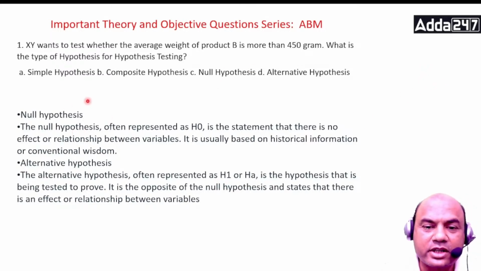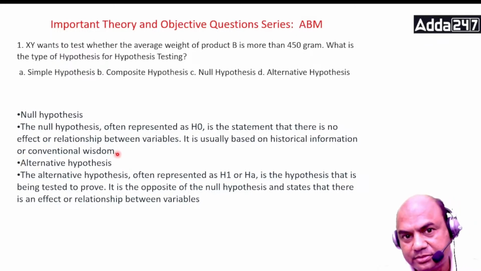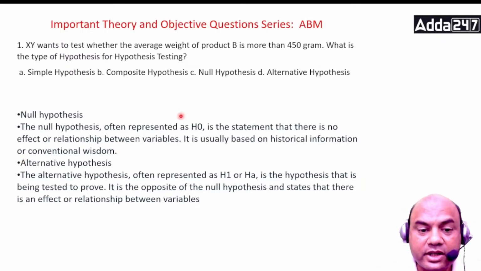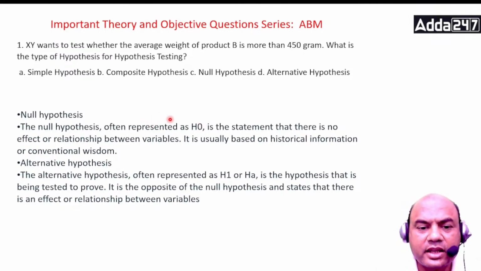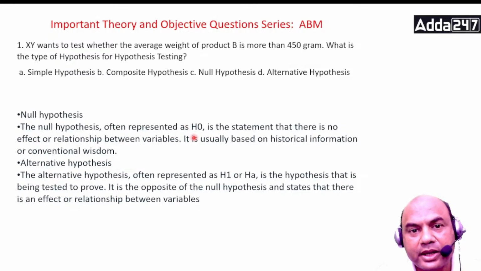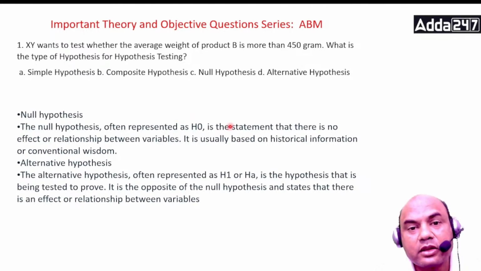Firstly, let me explain what is null and what is alternative. Null hypothesis, often represented as H0, is a statement that there is no effect or relationship between the variables. We consider it as no effect. It is usually based on historical information and conventional wisdom. There is no effect on XYZ thing. There is no effect between the repo rate and the price of the bonds. There is no effect between the change in the repo rate and the loan rates.